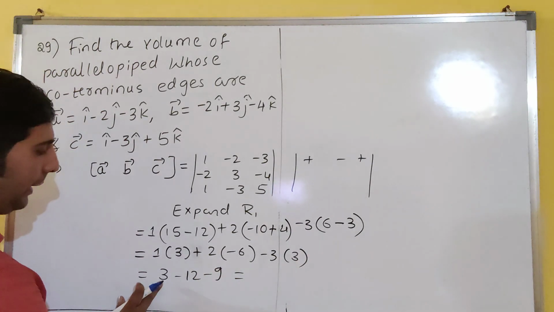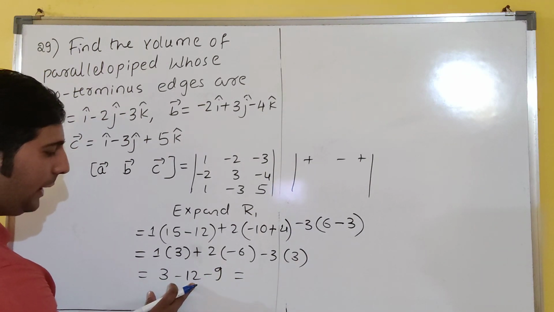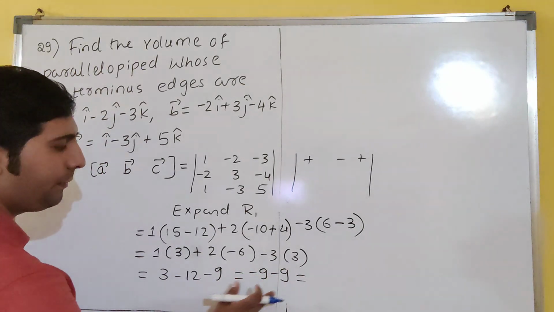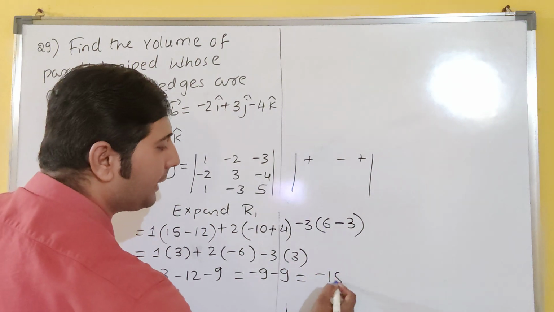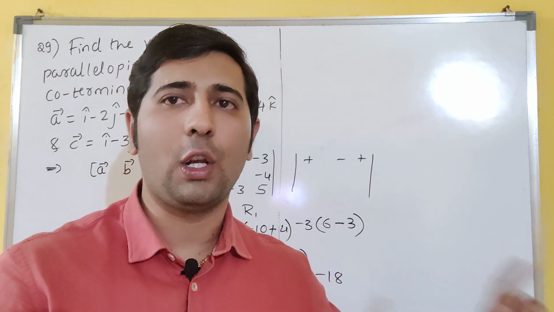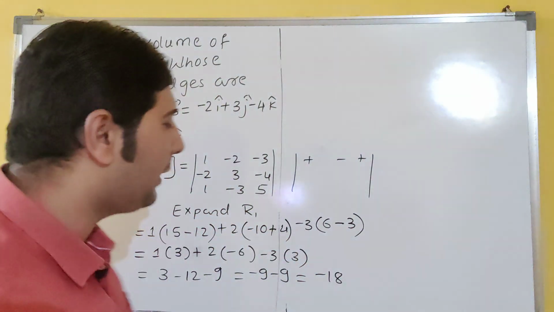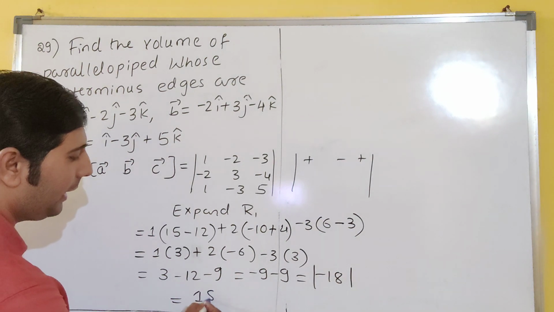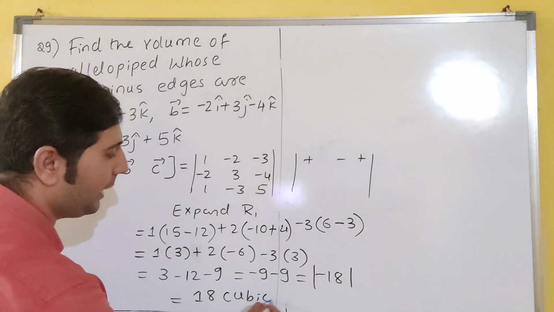How much will you get? You see, 3 minus 12 is minus 9, dear students. Minus 9 and one more minus 9 is minus 18. And volume can't be negative, dear students. Volume, area can't be negative. So that's why we will convert this to positive by using modulus: 18 cubic units, dear students.